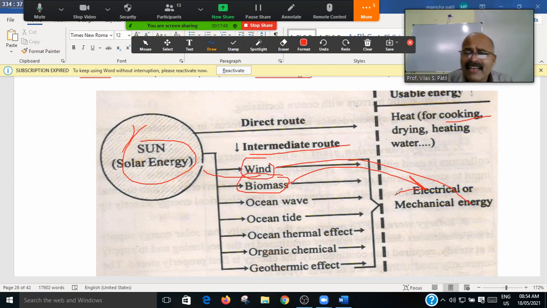This is the intermediate route. Due to the natural process of the sun, the photosynthesis process produces biomass, and that biomass is decomposed. It is an intermediate route to produce electrical energy by using the sun's radiation. There are some direct routes, which are directly used as usable energy, or indirectly used as energy by using some intermediate routes.